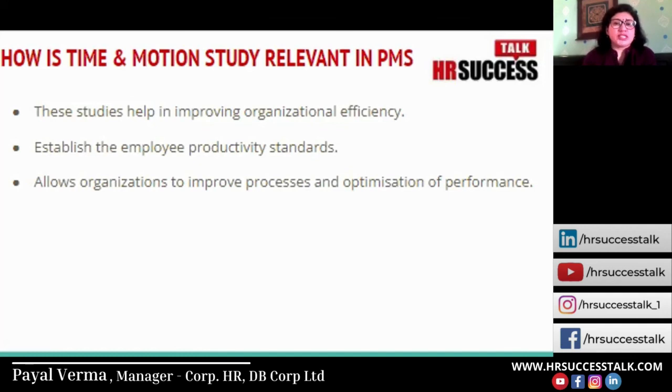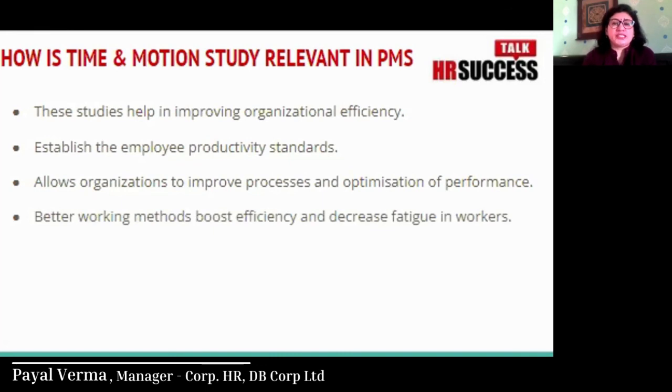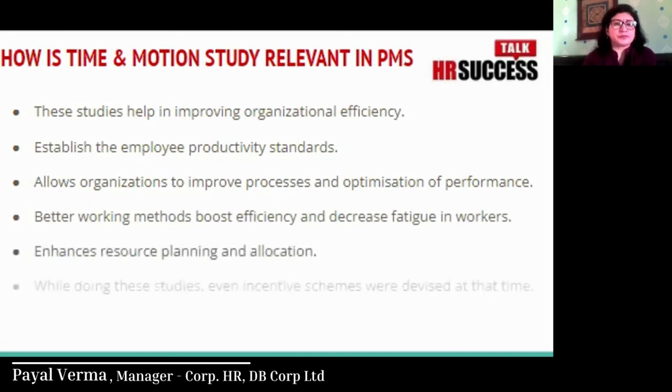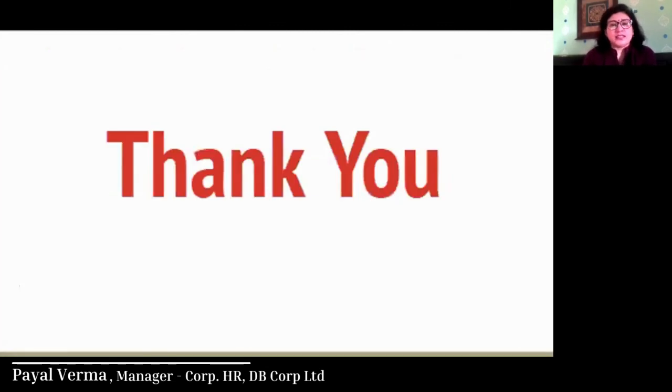Both of these we have just learned in the motion study. Better working methods boost efficiency and decrease fatigue in workers. It enhances resource planning and allocation. And while doing these studies, even incentive schemes were devised at that time to increase the employee efficiency and to motivate the employee. So now through the above, we can see how the time and motion study relates to PMS in today's time. That is it in this module.